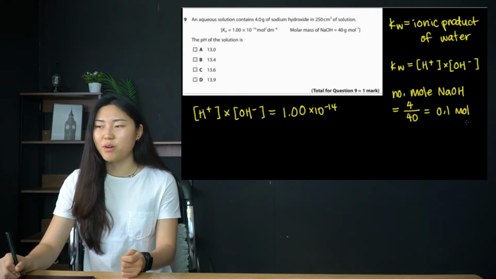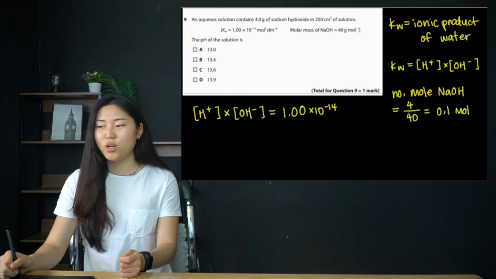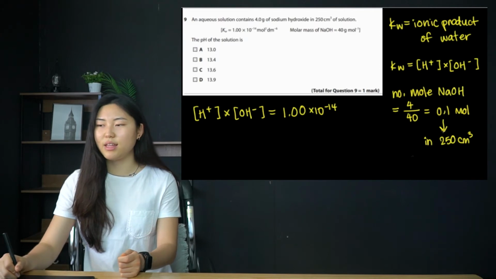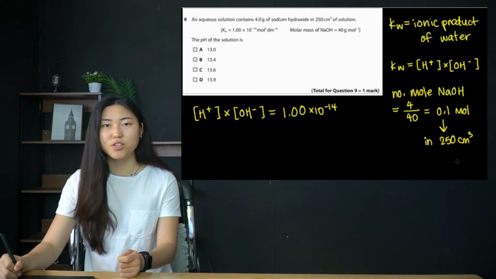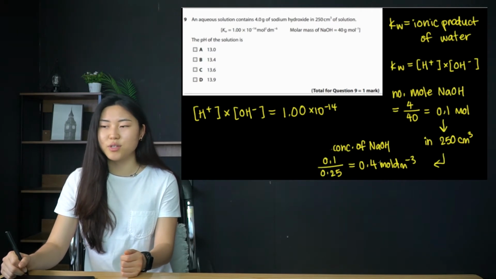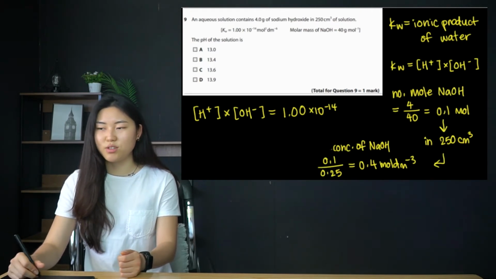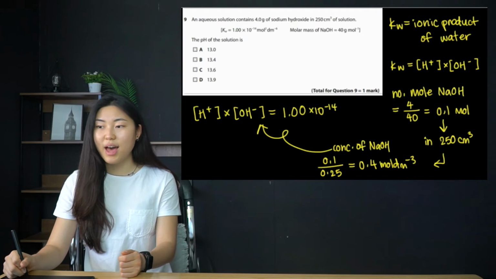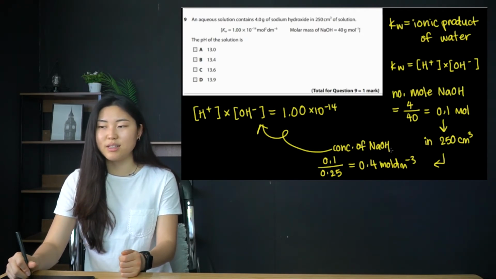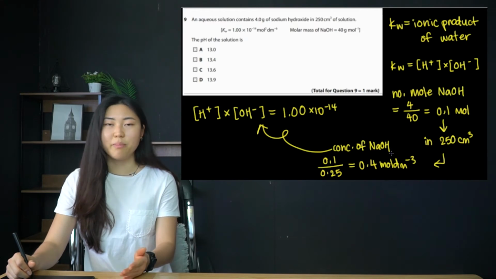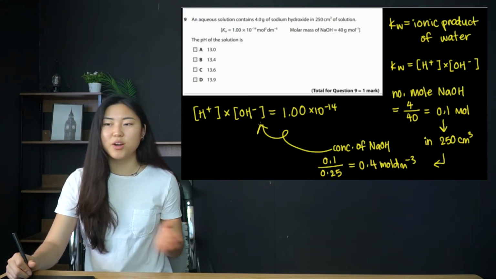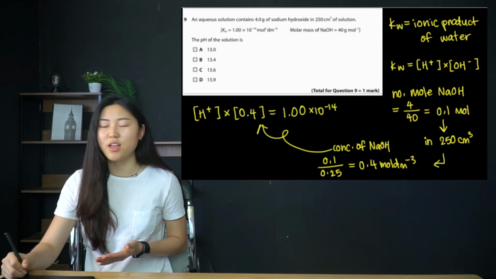So you have the number of moles of NaOH, and it is in 250 centimeter cubed solution, right? So you can also calculate the concentration of sodium hydroxide, which is going to be 0.4, and that is the concentration of OH minus because sodium hydroxide is an ionic compound, and in a solution it's going to be completely dissociated, right? We are going to have OH minus in solution.